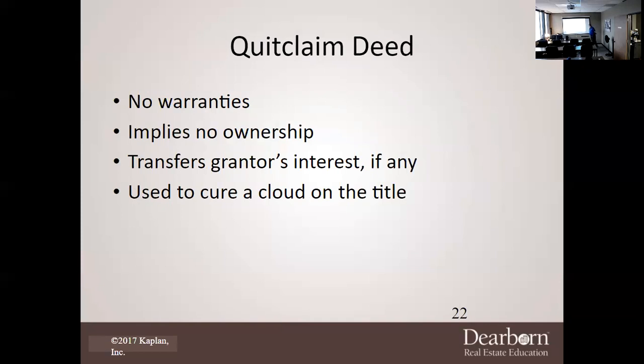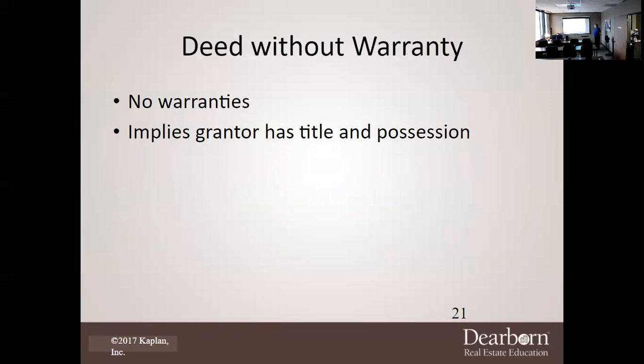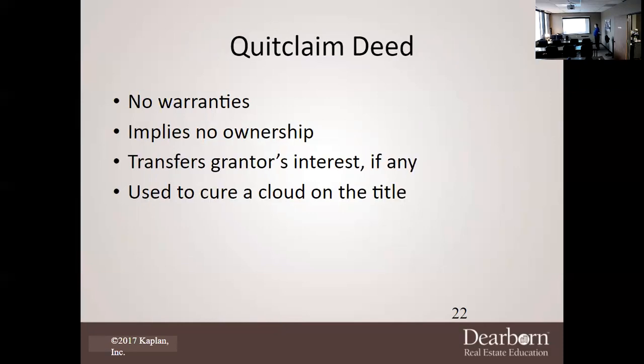And this is the worst of the worst. This is what we call a quitclaim deed. It gives you no warranties, just like this one back here, but it also implies that there's no ownership. There's none. It transfers the grantor's interest, if they happen to have any, and the only reason we have this is to cure a cloud on title. Okay? So in this particular situation, a deed without warranty is a basic deed. Okay? It's often sometimes referred to as what we call a bargain and sale deed, but a quitclaim deed is utilized in this particular situation.